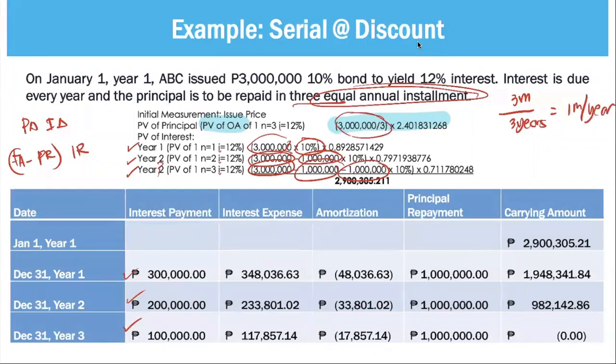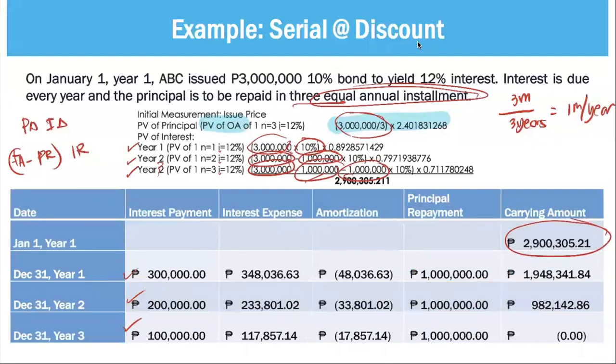Also, again, your interest, we computed that way because since the principal changes, our interest amount changes. As you can see, on the first year, 3 million only. In year 2, we deducted 1 million because we have a principal repayment on year 1 of 1 million. On year 3, we already have principal repayments on year 1 and year 2. That's why we deducted 2 million pesos. Once we computed our present value, we have here 2,903,05.21 as our carrying amount.